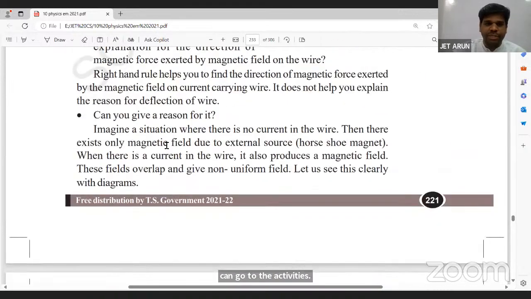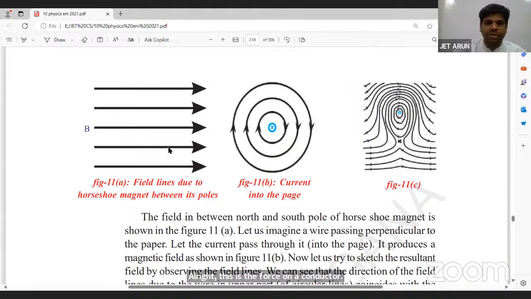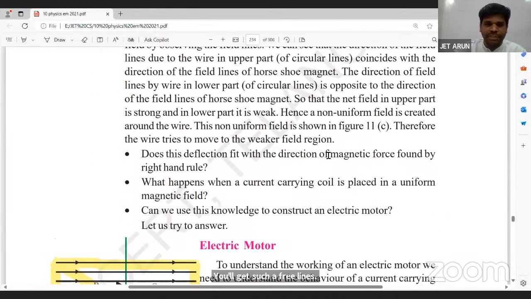All right, this is the force on a conductor. Again, an activity. Here, students, different kinds of fields are shown. This is a uniform magnetic field, and this is the field due to a current-carrying long wire. Why is long important? Later. But as of now, understand that it's for a long current-carrying conductor. And this is when you have a bar magnet under the influence of Earth's magnetic field, you get such field lines. All right, let's go further.